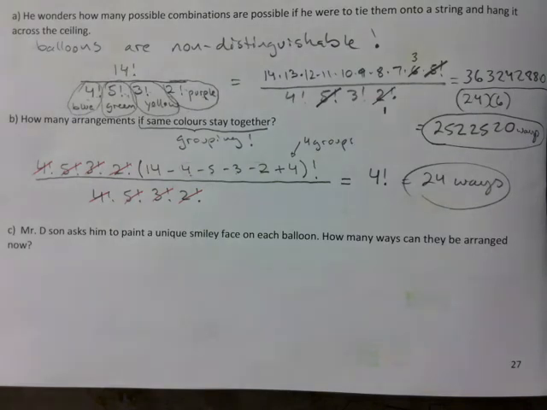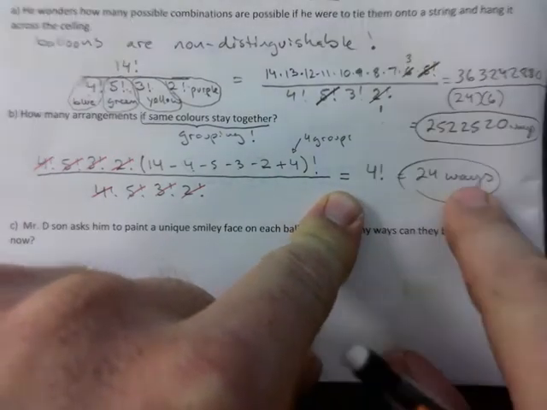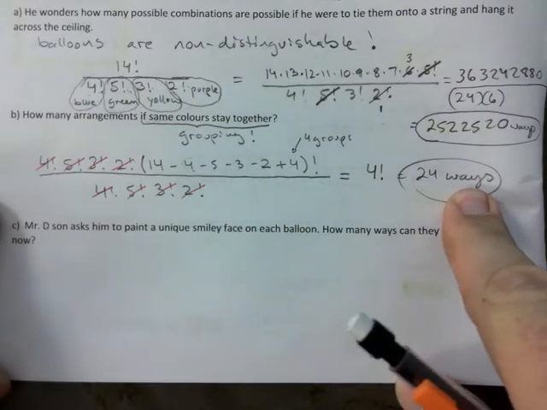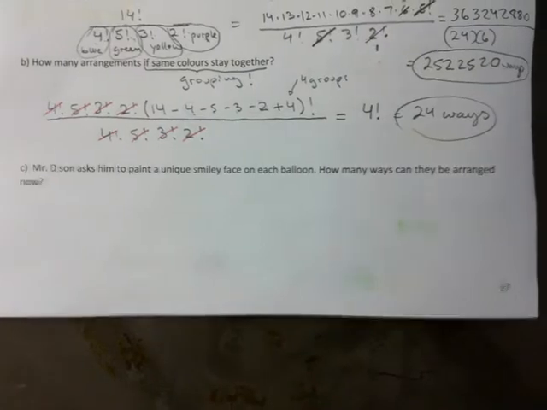Within the group, does it matter if you shuffle within the group if they're the same color? No, it doesn't count as a different permutation. So you really are just arranging 4 things. So there's 24 ways of arranging them.